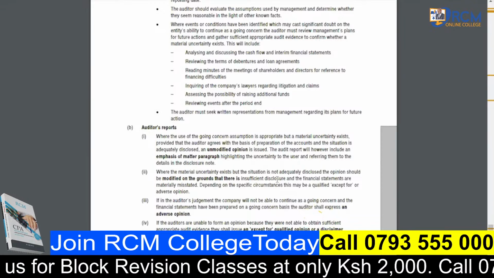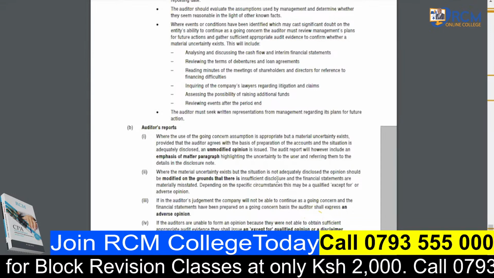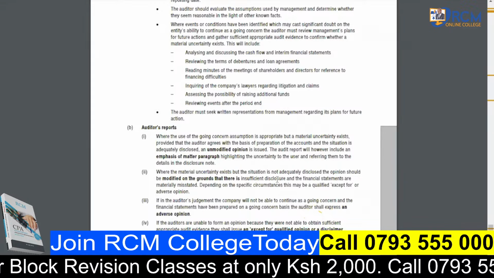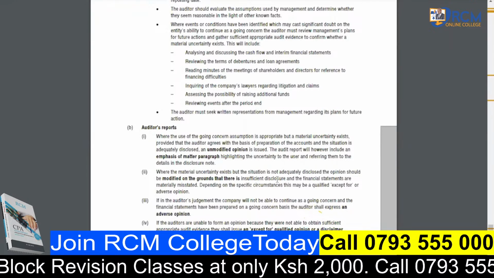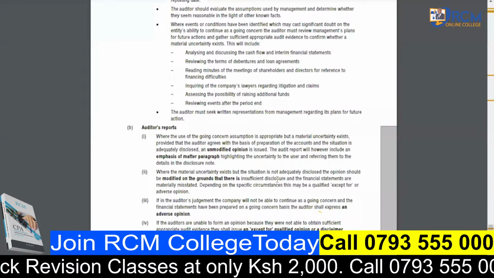Note 3, if the auditor's judgment is that the company will not be able to continue as a going concern, and the financial statements have been prepared on a going concern basis, then the auditor shall express an adverse opinion.